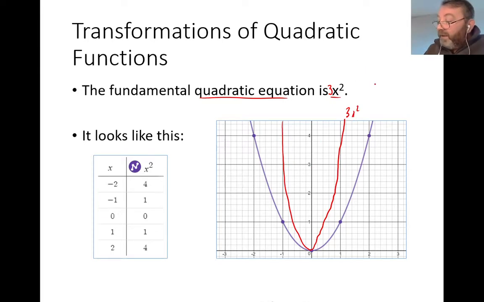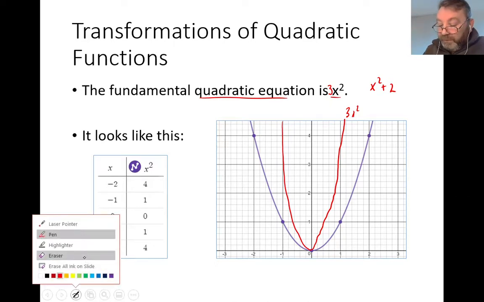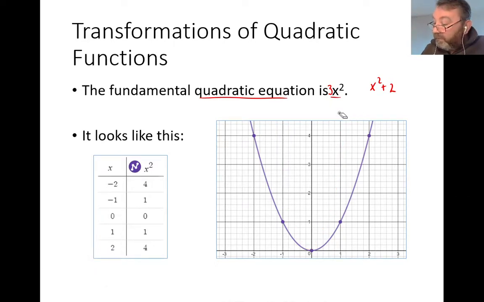What would happen if I had x squared plus 2? Well, again, actually, let me just take that one off. What would happen if I went to x squared plus 2? Well, in that case, we're told to begin with the fundamental x squared, there it is, but to move it up 2 spaces on the y-axis. So therefore, that point goes to there, that point goes to there, that point goes here, and so on.